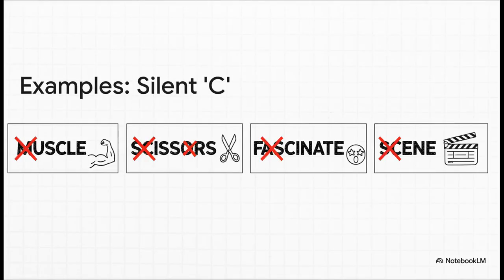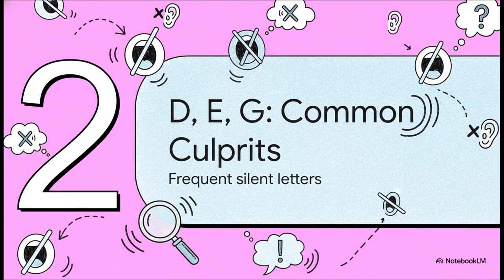Take the word muscle. We don't say "muss-kul," right? We say "muscle." Same deal with scissors, fascinate, and scene. In every single one, the C just disappears and lets the S do all the work. All right, you're doing great.